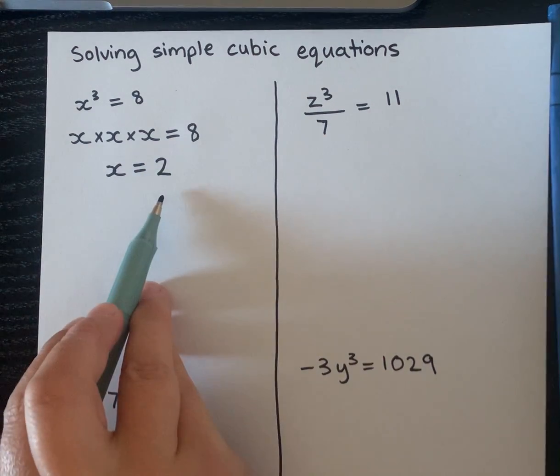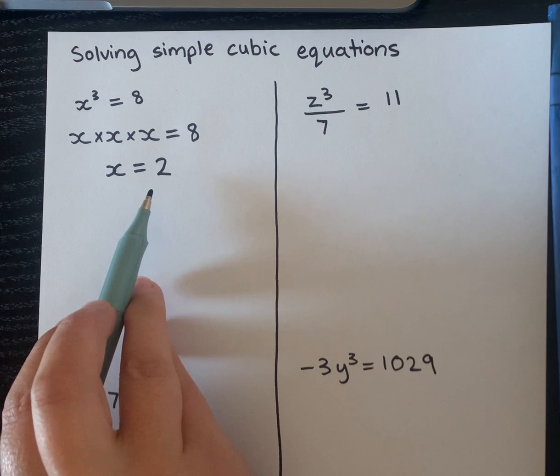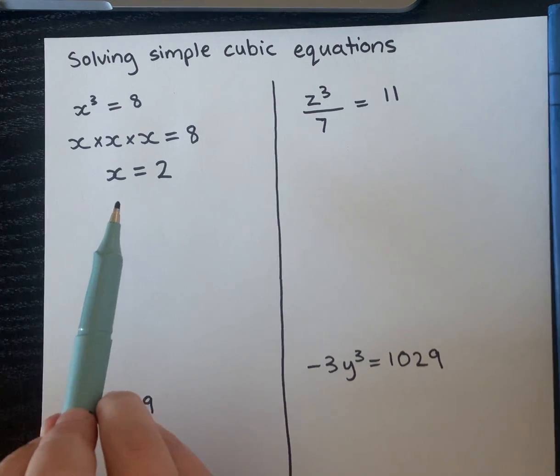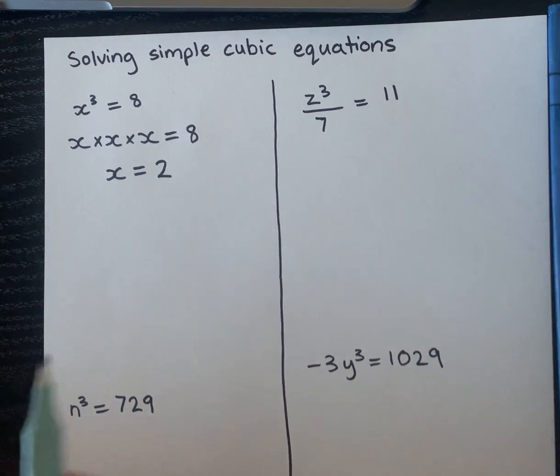Now, we've only got one solution to this equation, whereas with the quadratic equations, we had 2 solutions for a lot of our problems. And can you see the reason why? Let's see. Why don't we have plus or minus 2? Why don't we have minus 2? Does minus 2 work?